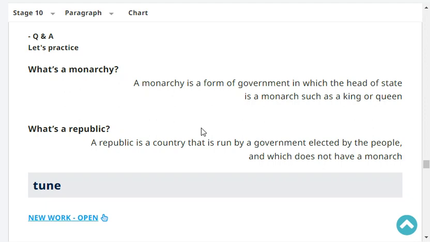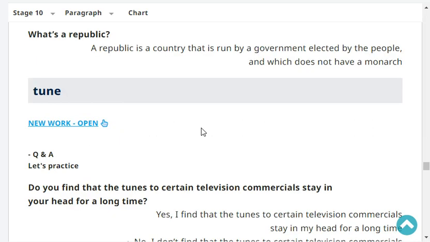Or queen. What's a republic? A republic is a country that is run by a government elected by the people and which does not have a monarch. Very good.